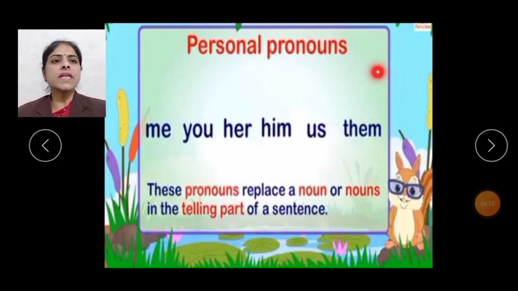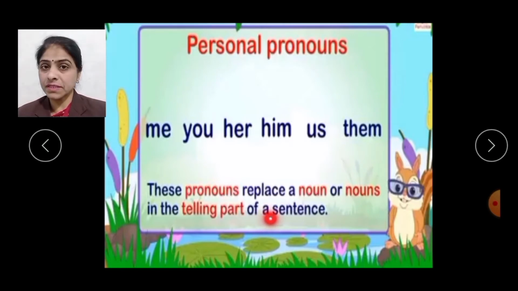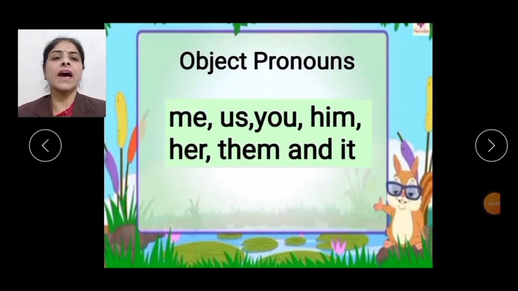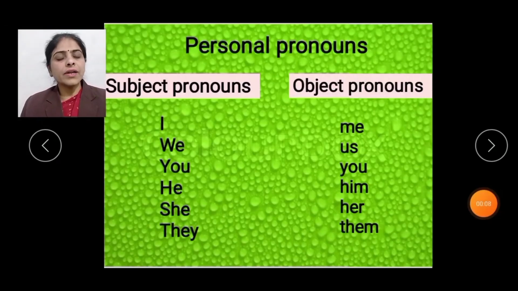Here, personal pronouns like me, you, her, him, us and them. These pronouns replace a noun or nouns in the telling part, means predicate of a sentence. As these are used at the place of objects, that's why they are also known as object pronouns. Here you can see all the personal pronouns. These are subject pronouns and these are object pronouns.